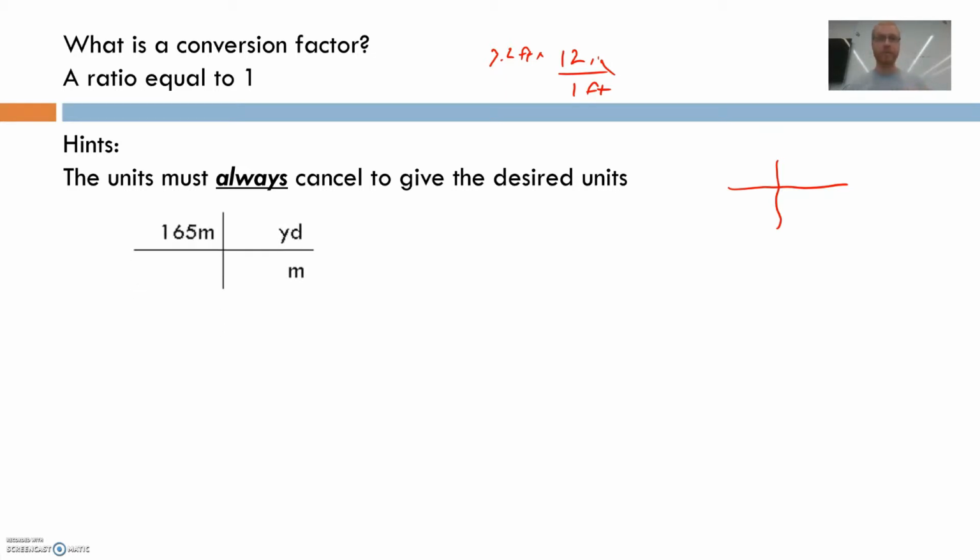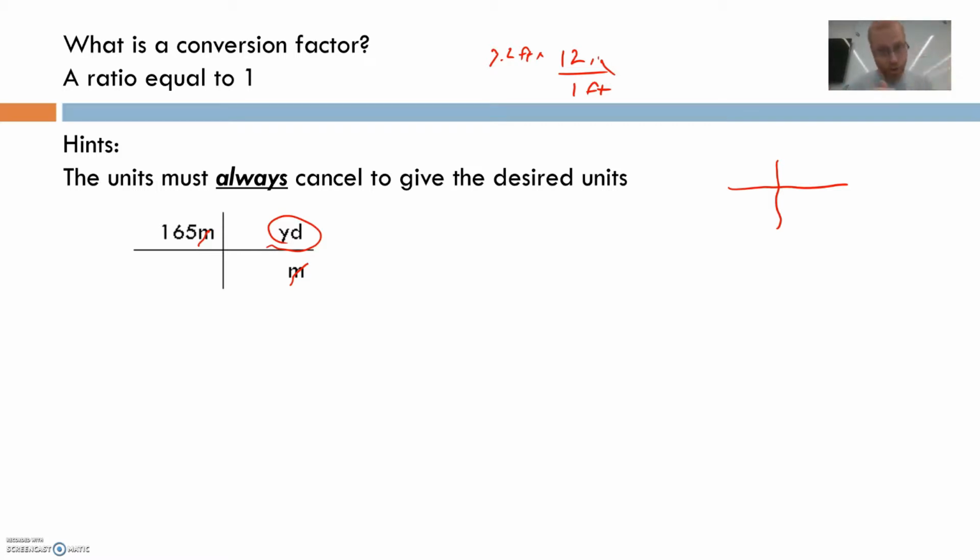So if we take 165 meters and we want to convert that to yards, you have to set it up. Consider this line like a fraction bar. You put the same unit on the top and bottom of the line so that that unit cancels out. What do you have left? You have yards on top of the line, which is what you're trying to get. Always, always, always make sure that your units cancel out to get the units that you want.